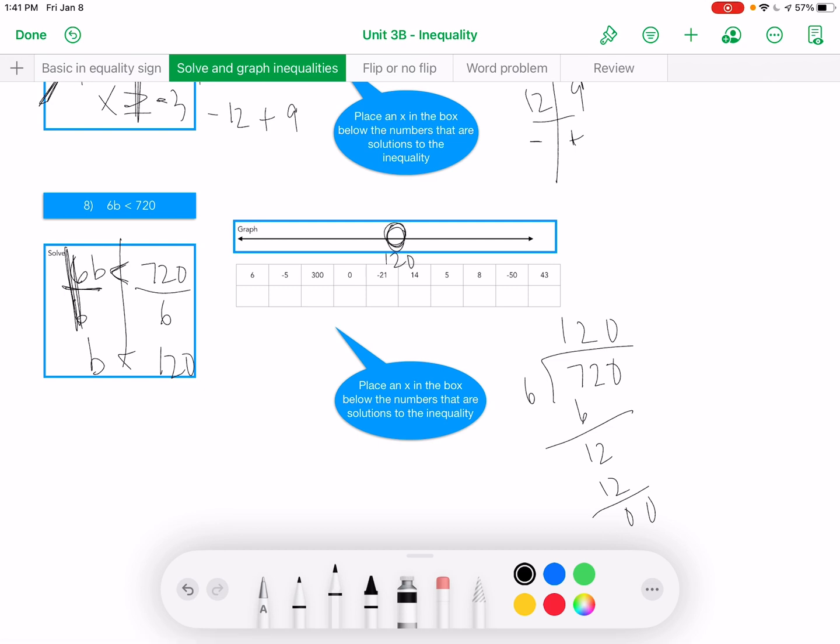120. It is less than, so that would be 119, 118, 117. If it's less than, that means it could be a lot of values below 120.